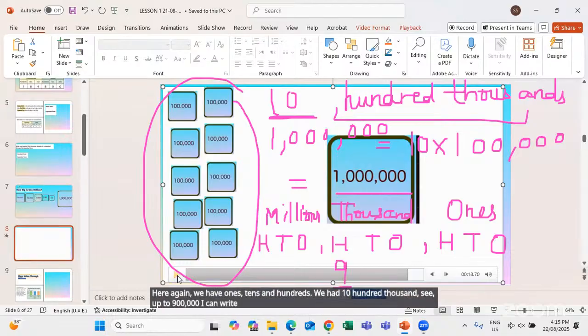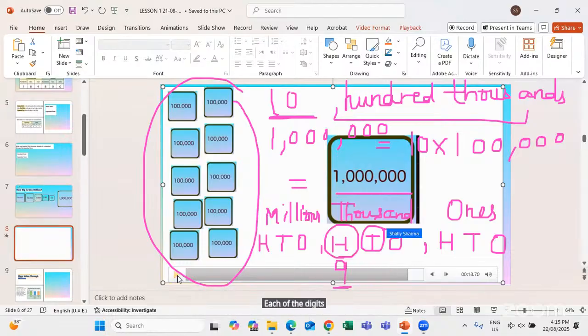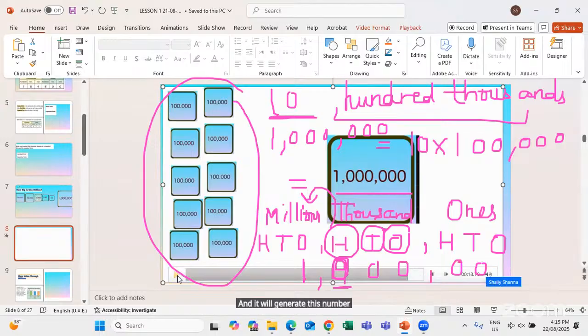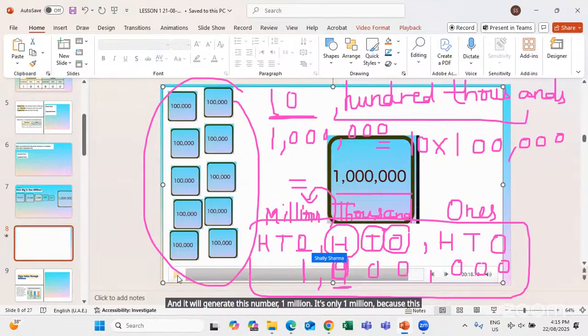Each of the digits here, each of the places, can occupy a maximum value of 9. If it is more than 9, so it is like 10, then this will become 0 here, and that 1 will go to the next house. So it will be 1 here, and it will generate this number, 1 million. It's only 1 million because this is at the ones place.